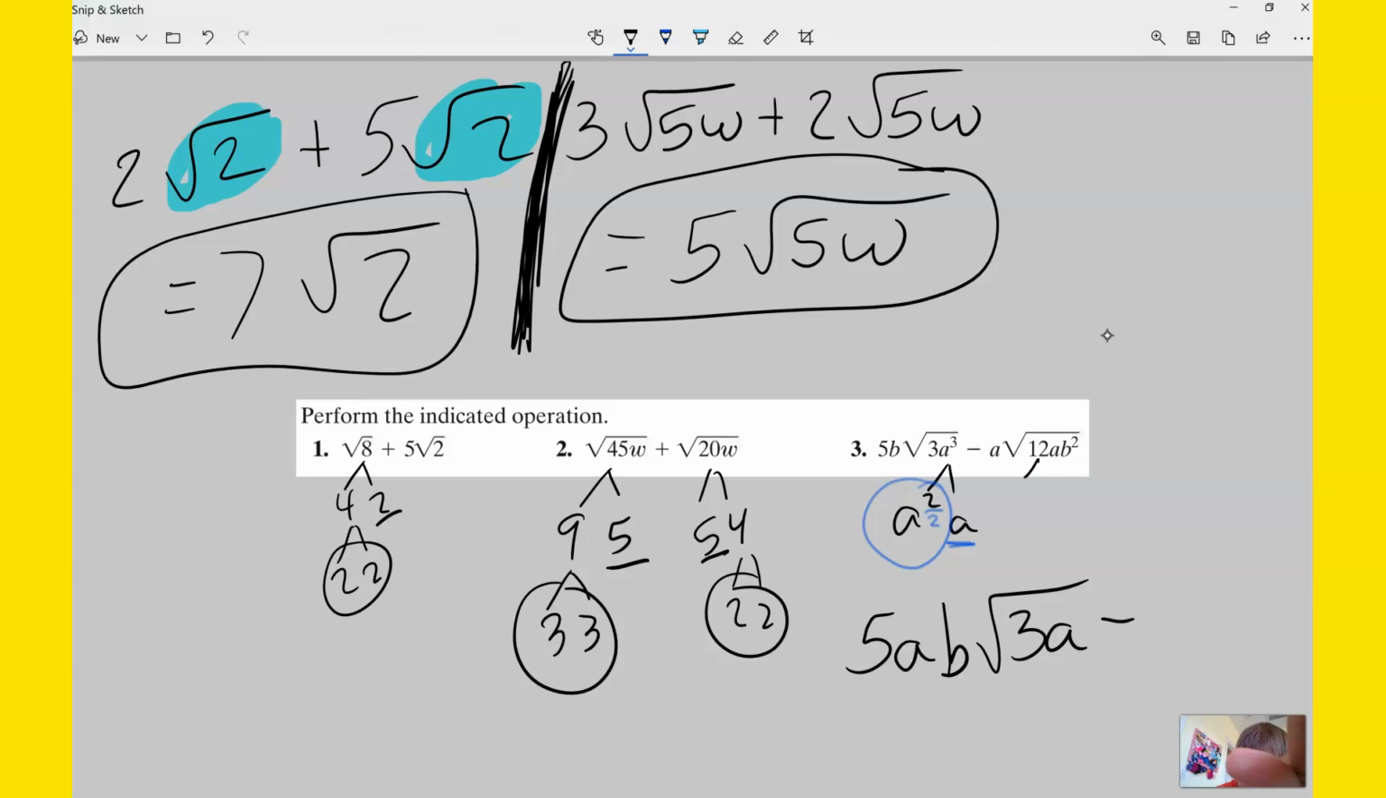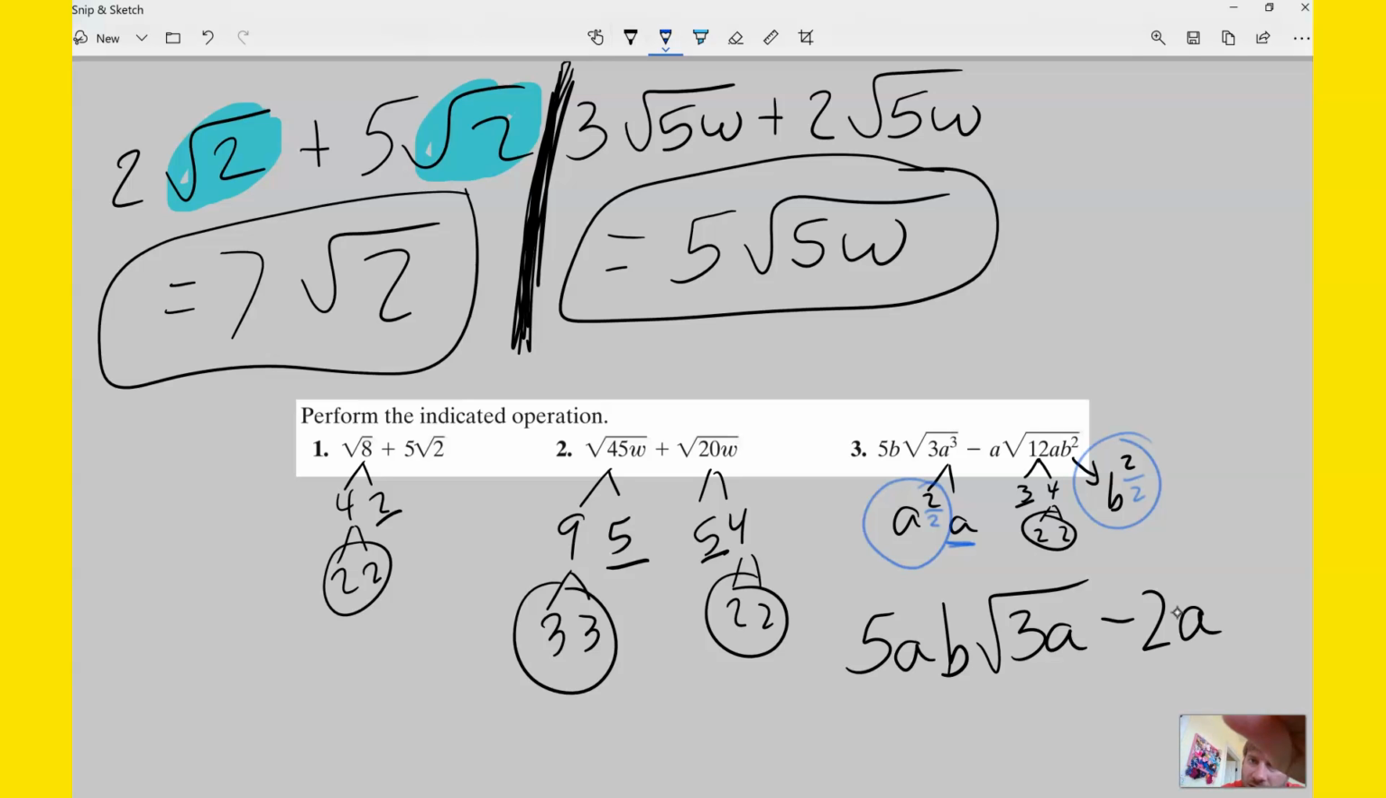Minus 12 breaks down to 3 times 4. 4 breaks down to 2 times 2. I have a pair of 2's and an extra 3. So a 2 comes out. There's an a already out there. And the b squared can just be b squared because 2 already goes into 2. And I just put the 2 under there and that comes out.